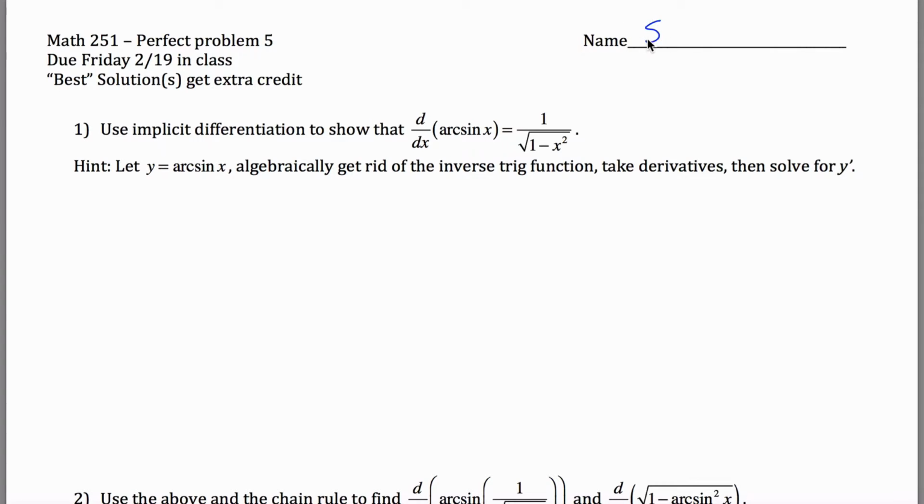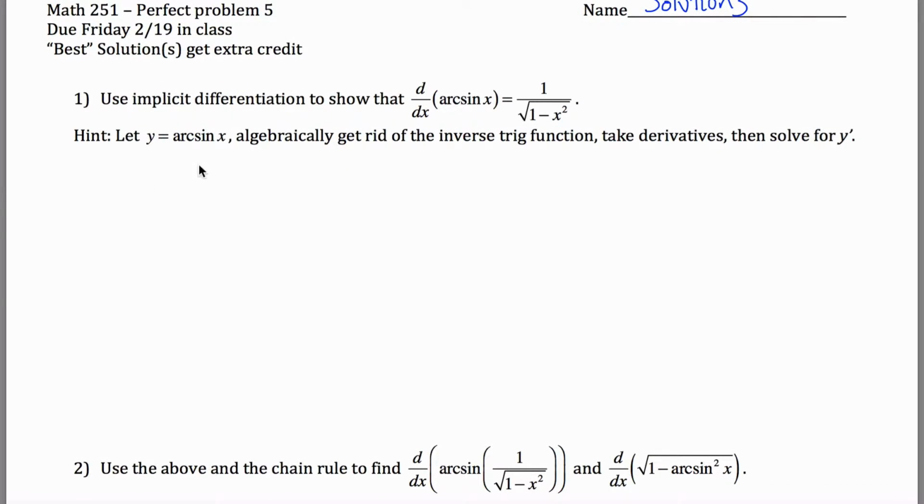All right, here are our solutions for perfect problem 5 for Math 251. This problem is actually pretty tricky. You're asked to derive the fact that the derivative of arcsine is this mess right here. And the trick to it, well, I kind of give you it in the hint.